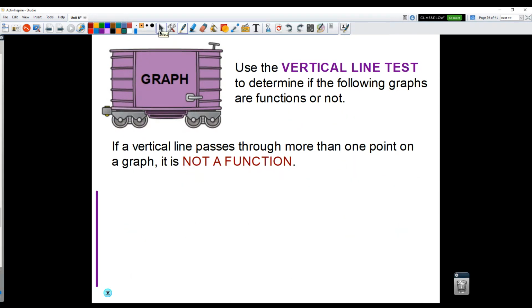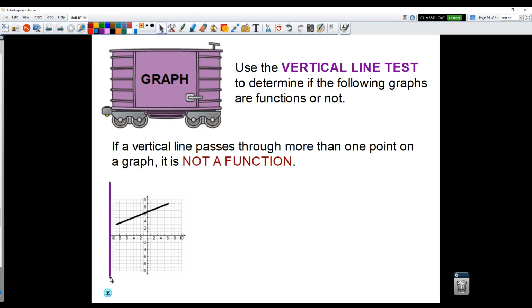Let's practice that skill just a little bit. So we're going to take the time to determine if this graph is a function or not. Take my vertical line, and if it crosses this linear graph here, if you notice there is no place that this is going to touch that graph in more than one spot. So that being said, we are going to say that this graph is a function.